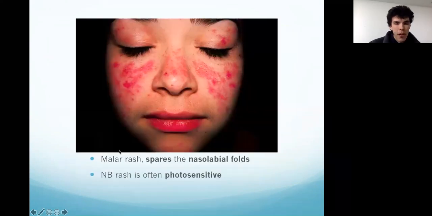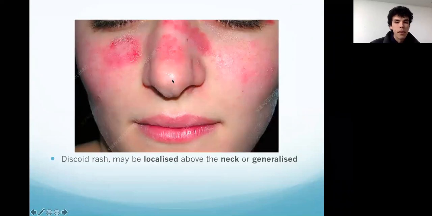This is an example of the malar rash, often photosensitive, and you see it spares this area here, just either side of the nose, which is the nasolabial folds. And then here we've got the discoid rash, which is basically, you can think of it as more discrete kind of lesions. And that can be either everywhere or just above the neck.